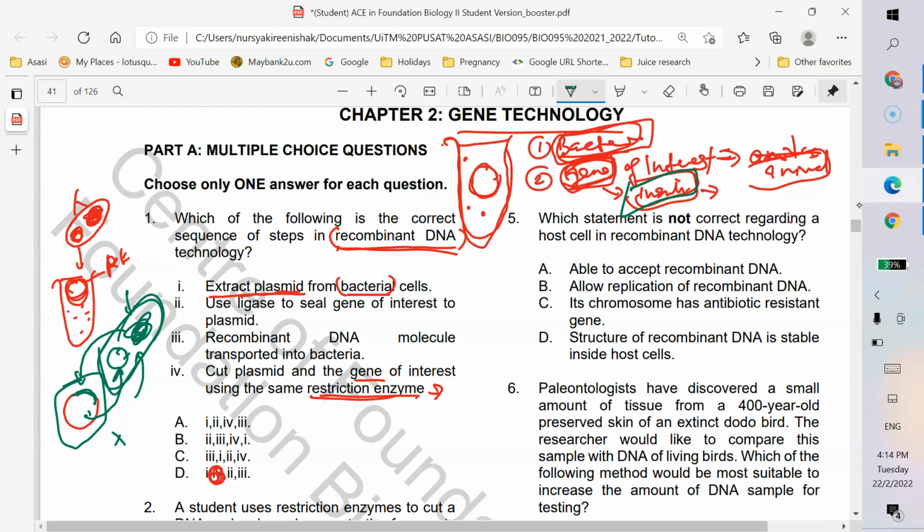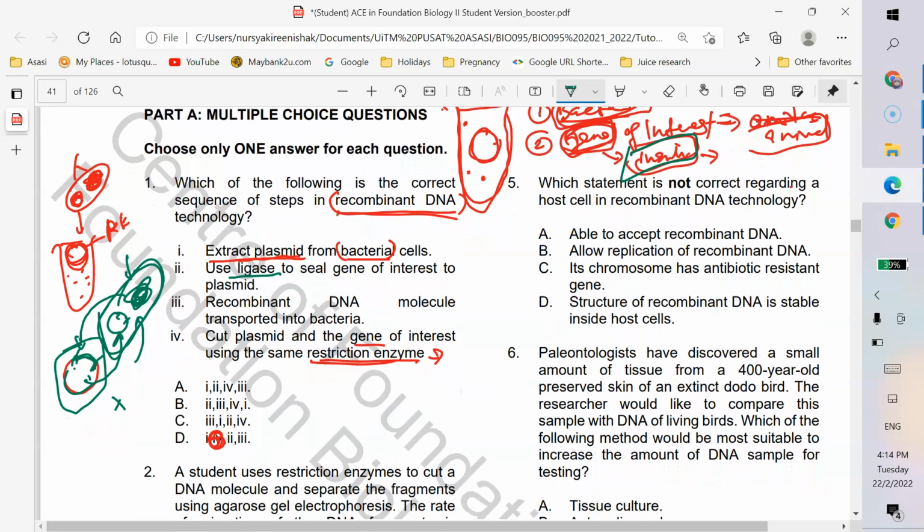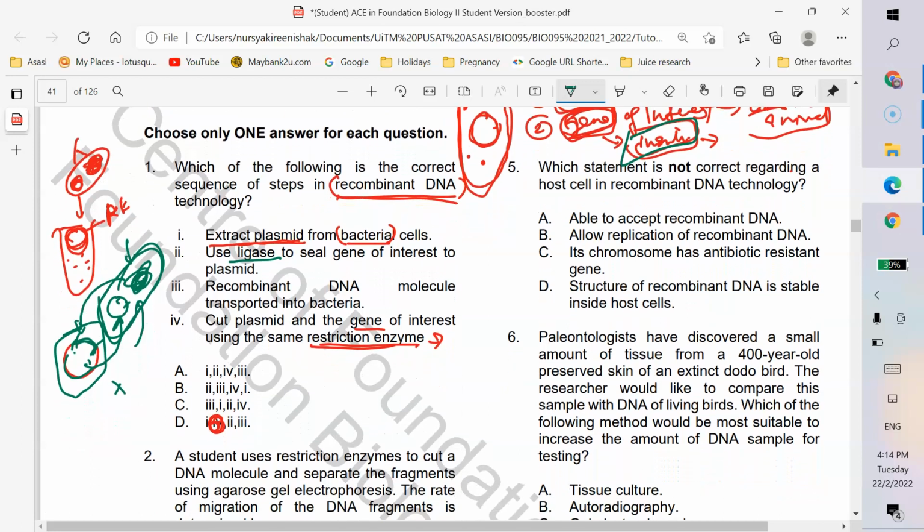Okay, so let's look at the second one, use ligase. When you want to join the foreign DNA into the bacterial cell, you use ligase, like we saw in the chapter on DNA replication, where Okazaki fragments are joined together to form a continuous lagging strand. So you join the DNA fragments using DNA ligase. That is the third step. The fourth step, the recombinant DNA molecule is transported into the bacteria.